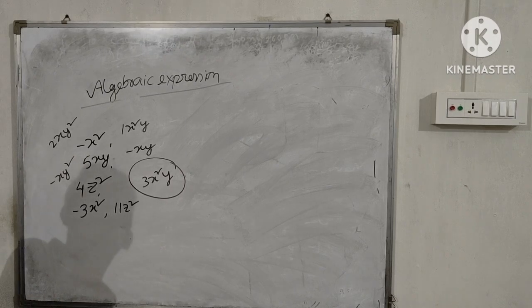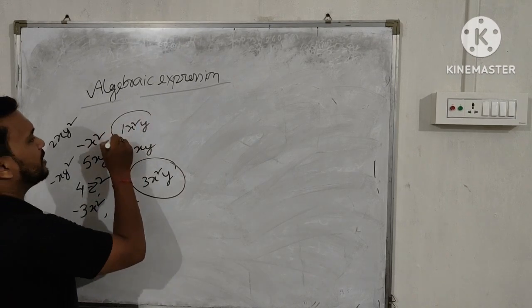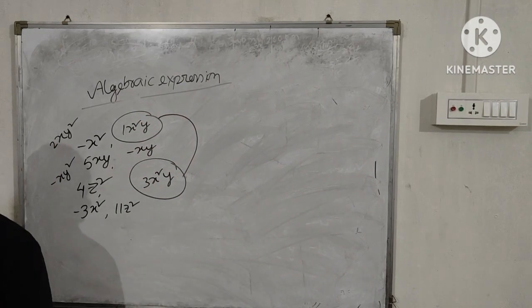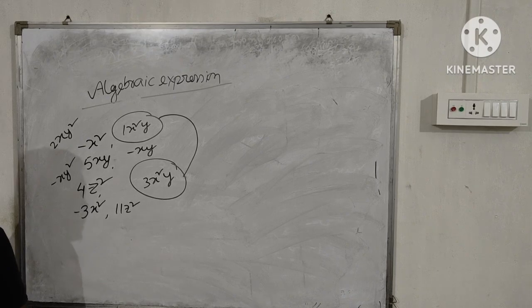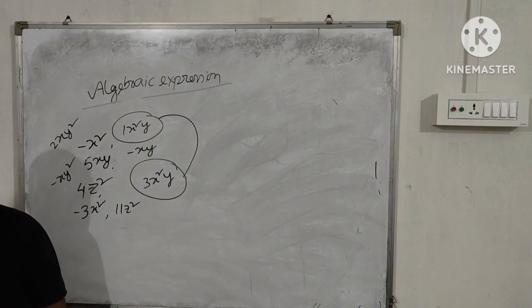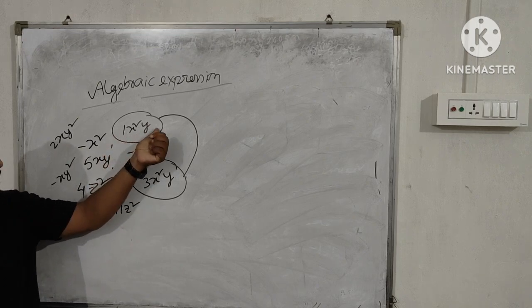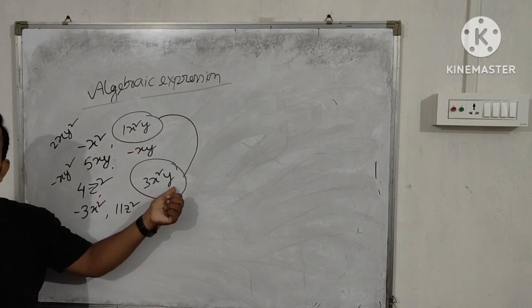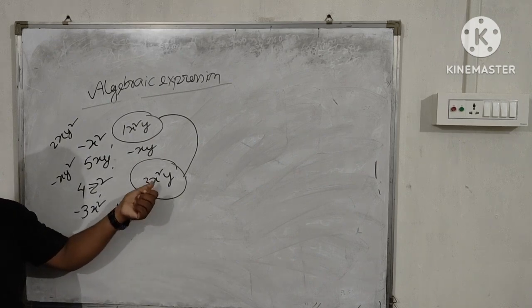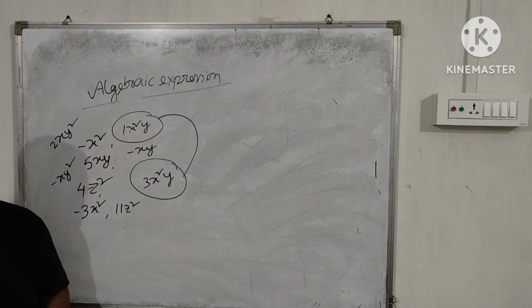1x square y. Yes. 1x square y. They are like terms. To identify like terms, ignore the numerical part. Focus on the variables: x and y are present, x and y are present. First qualification is done. Next, check whether the power upon the similar variables are same or not.